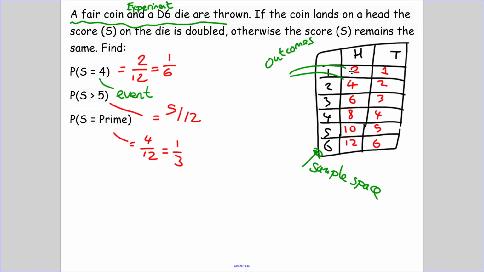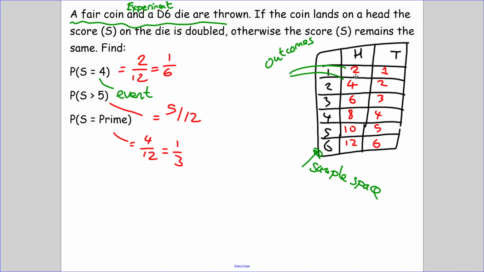So here we've got a score of 2, a score of 4, because this is the 1 and double it because we've got a heads, and this is the 1 and don't double it because we've got a tails. So this is our experiment. These are all our possible outcomes, and together this is the sample space. A sample space is any way of representing all the different outcomes. Quite often at GCSE we put these in a list, but a grid is a far more useful version of a list. What we're going to do here is have a look at some events.